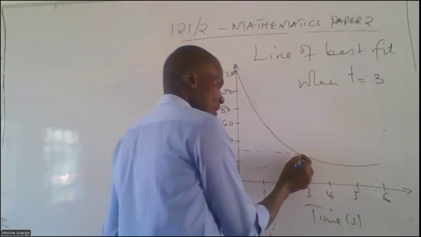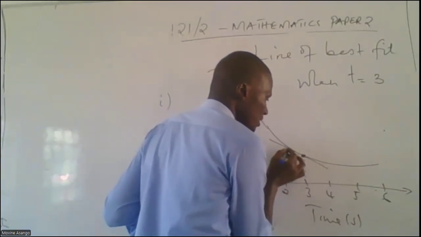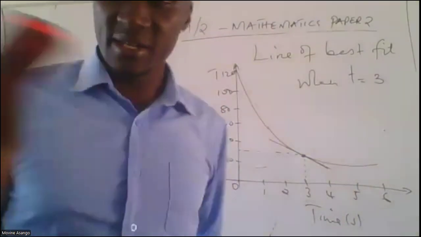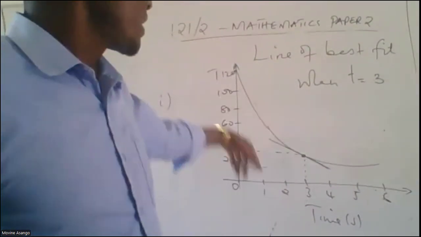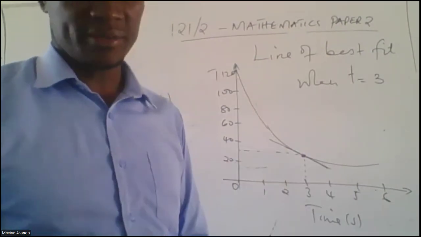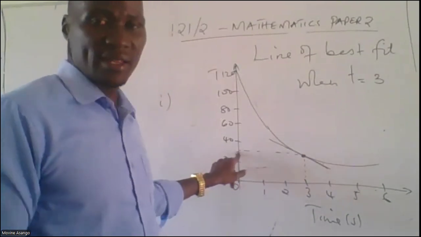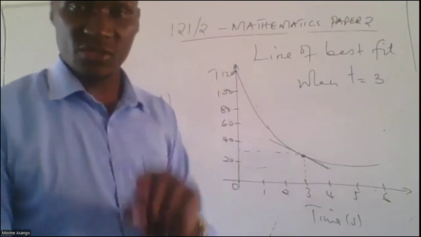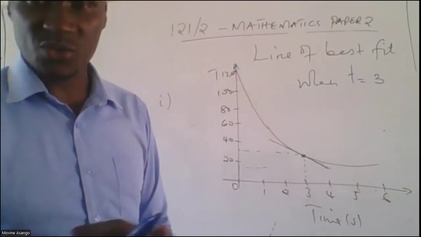Alternatively, if we wanted to get the temperature when t is equal to 3, then we will be drawing what is called a tangent to the curve at that particular point. After drawing that tangent, the next thing we'll be doing is to get the gradient of that tangent, and that will be the rate of change of the temperature. Let's get this clear. What is the temperature when t is 3? I will read that directly. The second question, what is the rate of change of the temperature? The rate of change will be the gradient of the line that you're drawing.